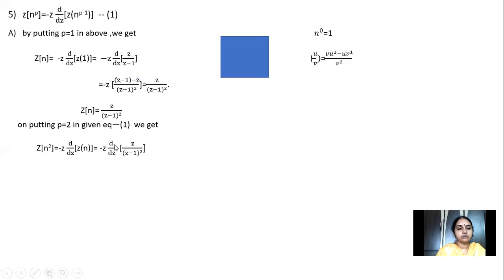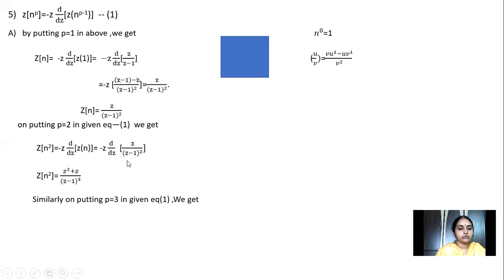Put p equal to 2 in the equation. What is that? Z of n we got it. Z of n square is minus z into d by dz of z by (z minus 1) whole square. If the power is more than 1, here differentiation will come. Minus z into d by dz of z by (z minus 1) whole square.